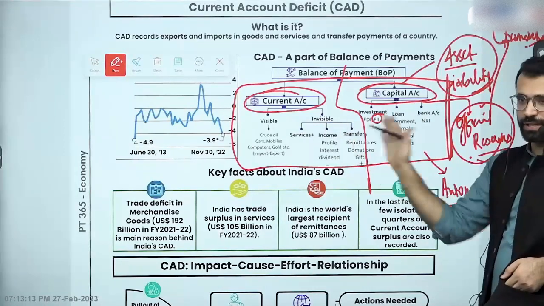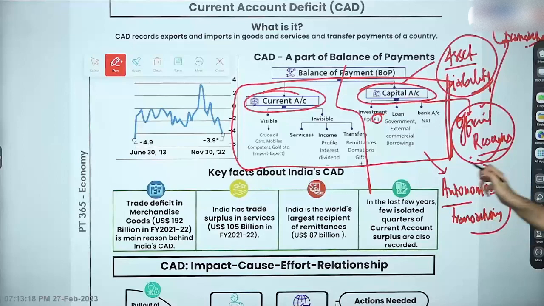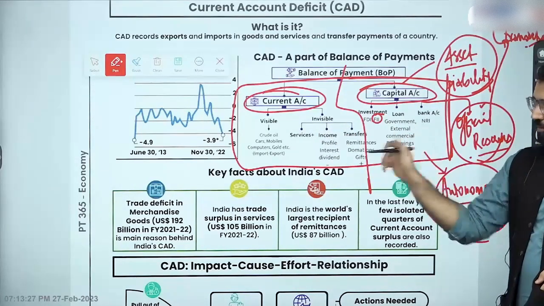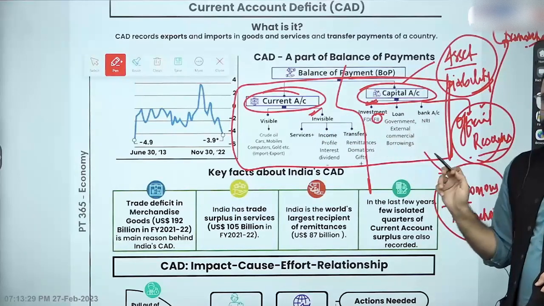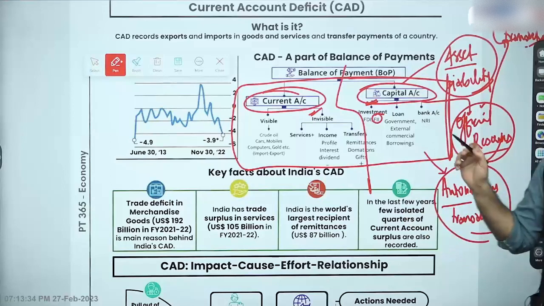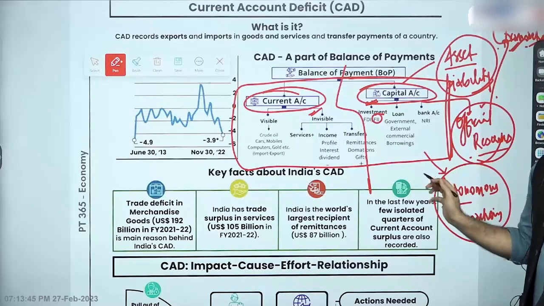Any movement apart from the reserve movement is called autonomous transactions, which are not dependent on official action. They run on their own without official action, like business deals or even long-term investments. When there is official action in the BOP account, it is called accommodating transactions. So any movement in the official reserves is accommodating transactions, and apart from that is autonomous transactions.